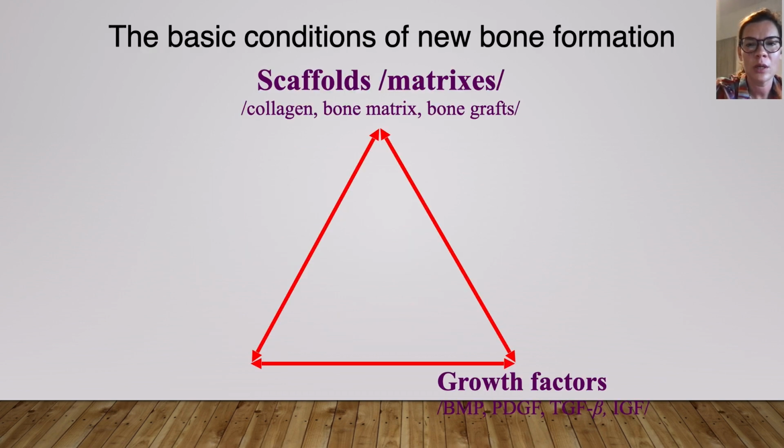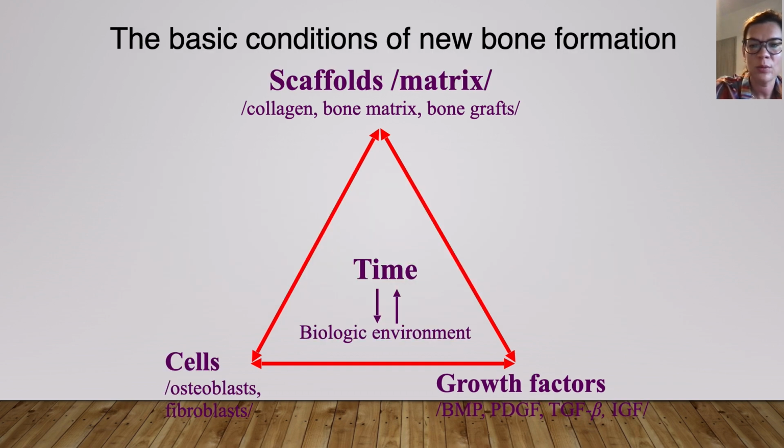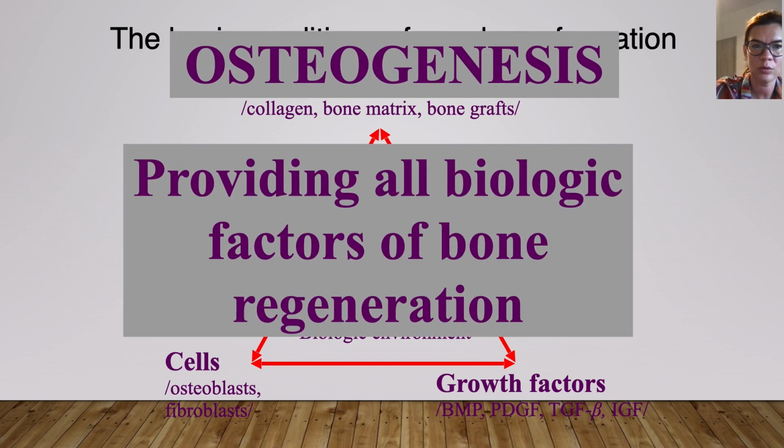So when we are talking about the osteoinduction, we have the scaffold and we have somehow the growth factors right there. So that's how we call it. It is a stimulation of the bone regeneration mediated by the growth factors. When we have everything at the same time and in the same place, scaffold, cells, growth factors, we are talking about osteogenesis. So we are providing all biologic factors of the bone regeneration.